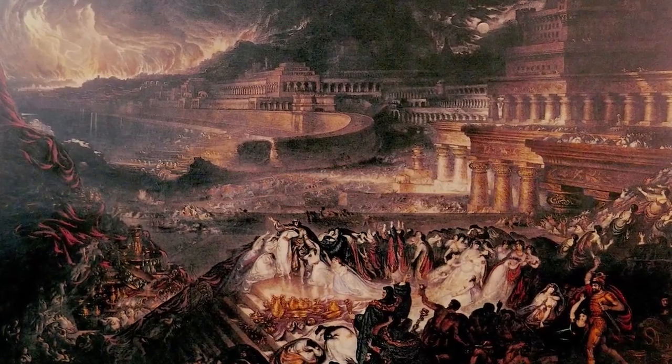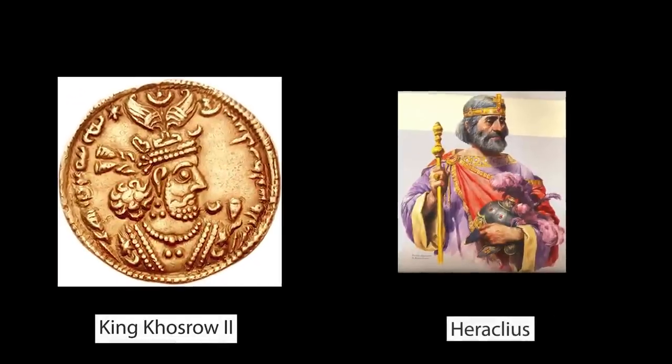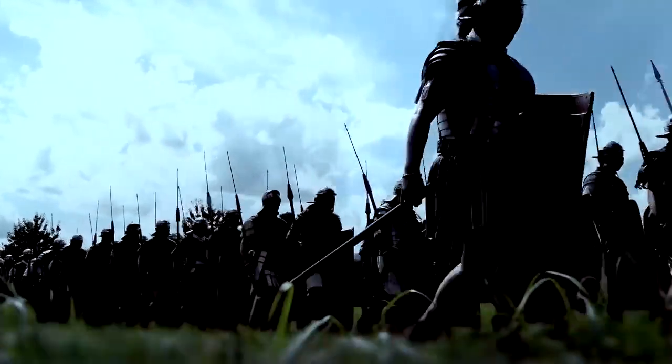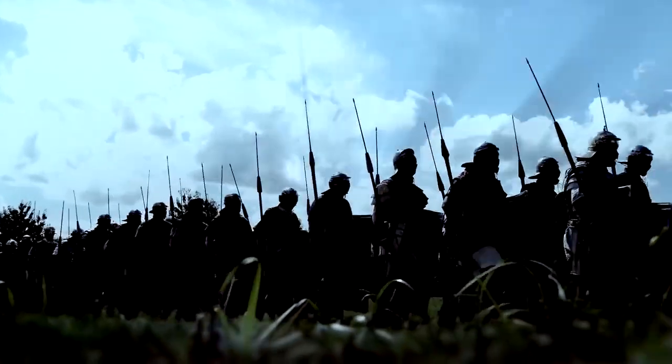One of the most significant battles of the Byzantine-Sasanian Wars was the Battle of Nineveh, which took place in 627 AD. The Sasanian army, commanded by King Khosrow II, was defeated by a Byzantine army led by Emperor Heraclius. This battle marked a turning point in the conflict, and the Byzantine Empire was able to gain control of much of the Sasanian Empire's territory.